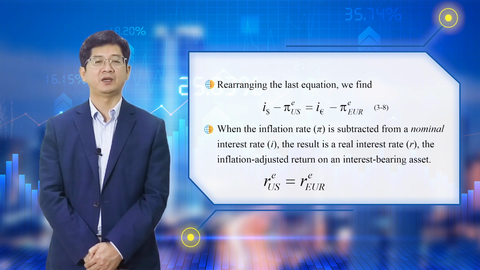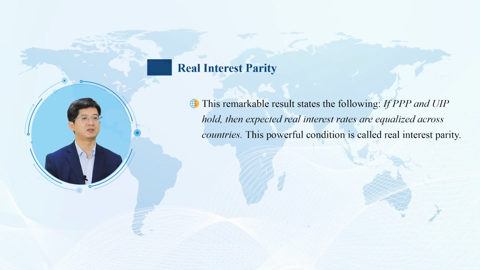So r US expected is equal to r EUR expected. This remarkable result states the following: if PPP and UIP hold, then expected real interest rates are equalized across countries. This powerful condition is called real interest rate parity.